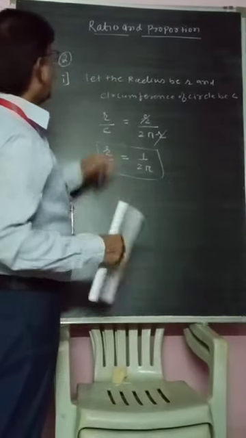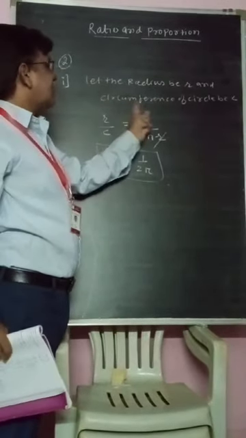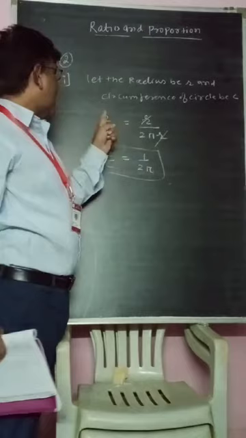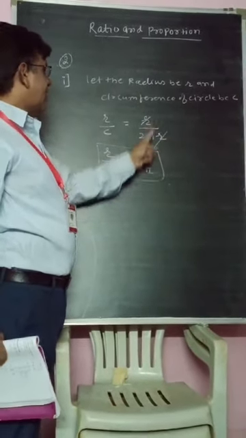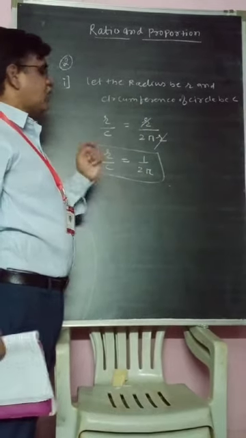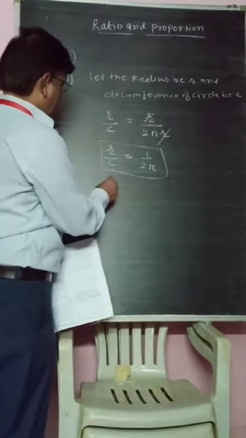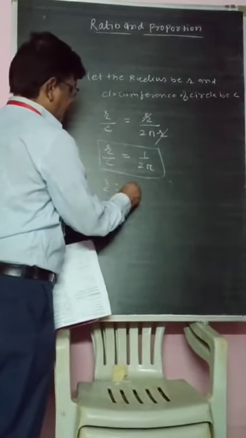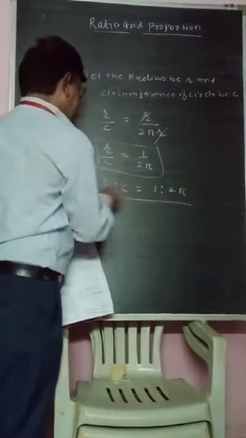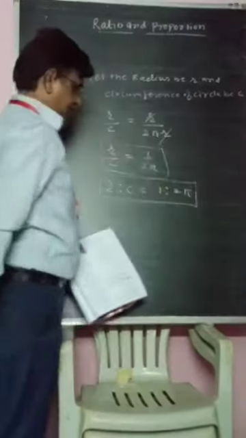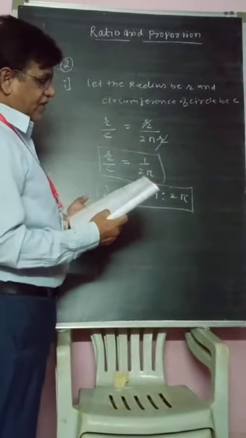Okay, let the radius be r and the circumference be c, then r by c is equal to r by 2 pi r. Therefore r gets cancelled, 1 by 2 pi. This is the ratio. Therefore r is to c is equal to 1 is to 2 pi. This is the given ratio. Okay, now the next question.